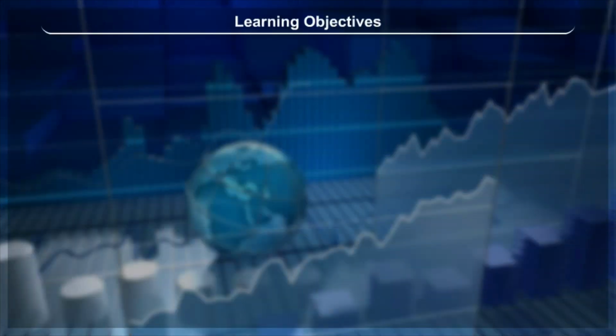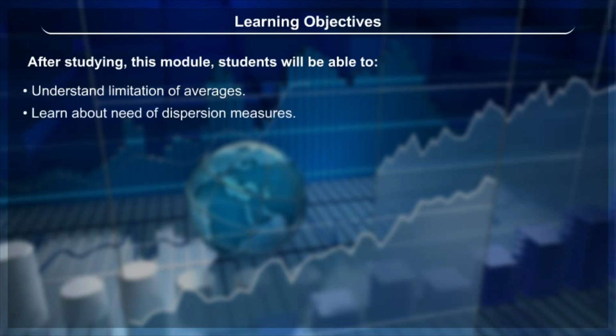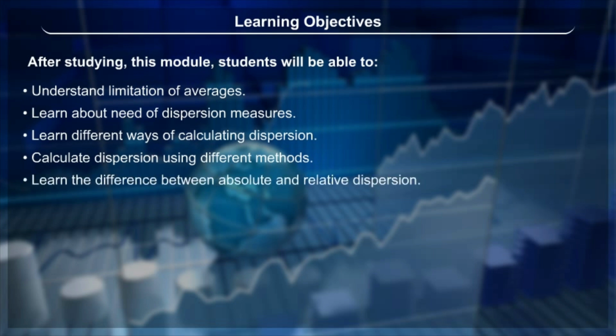Learning objectives. After studying this module, students will be able to understand the limitation of averages, learn about the need for dispersion measures, learn different ways of calculating dispersion, calculate dispersion using different methods, learn the difference between absolute and relative dispersion, know about the Lorenz curve.